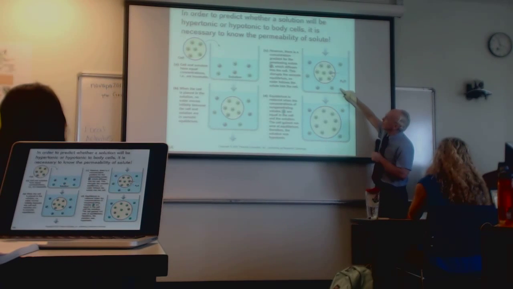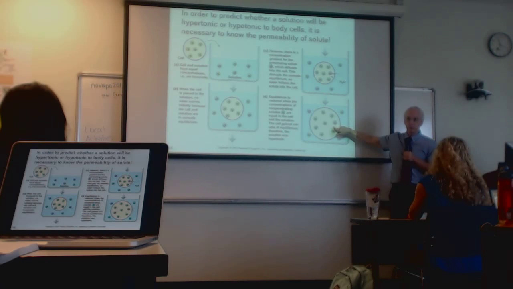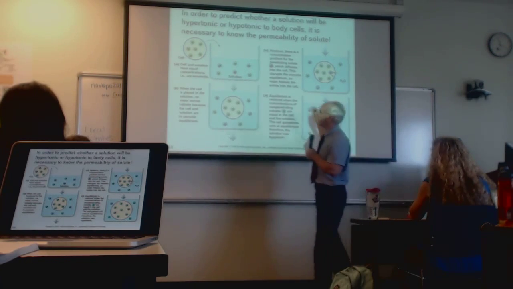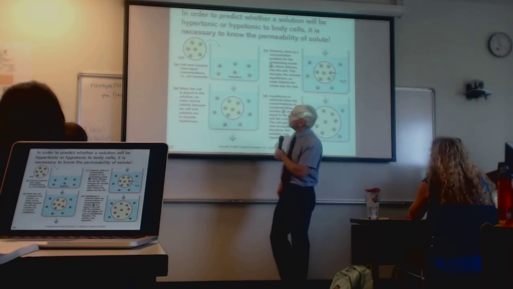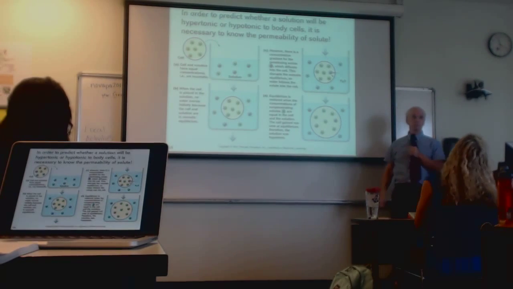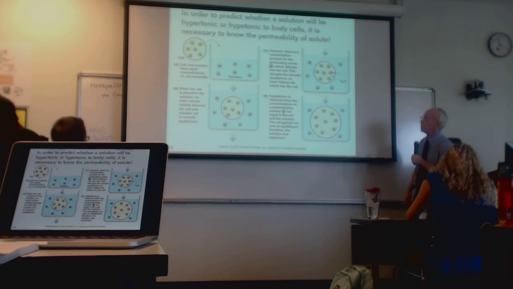All right, now let's watch what happens here. As we go from this slide to this slide to this slide, the cell gets bigger. It shouldn't get bigger if the number of particles is equal in both the cell and the solution. What we need to pay attention to understand this is that some of these particles are labeled N, some of them are labeled P. P means penetrating or permeable. N means non-penetrating or non-permeable. So make sure you understand that.